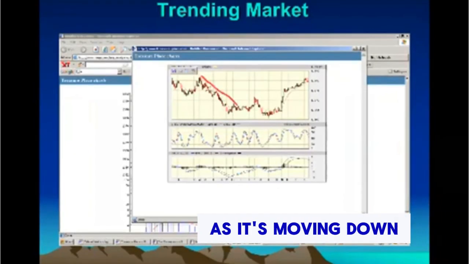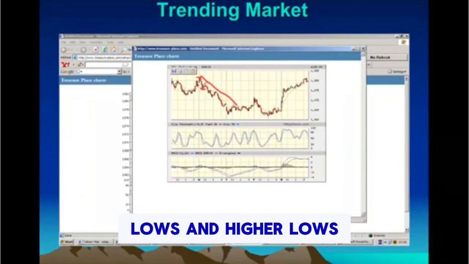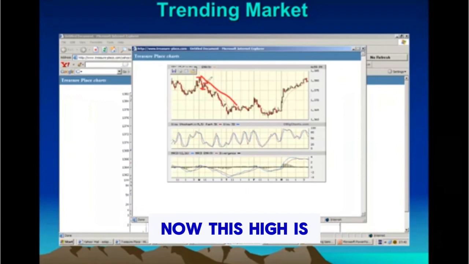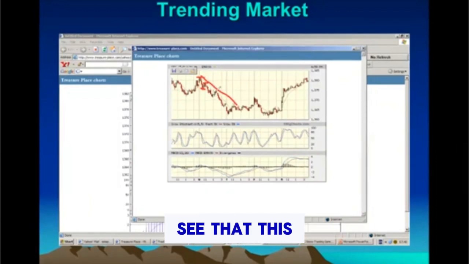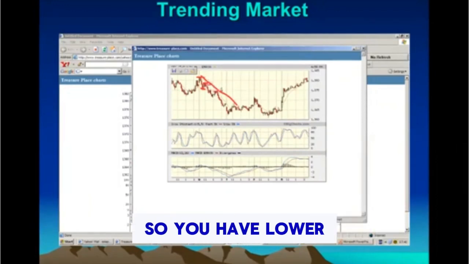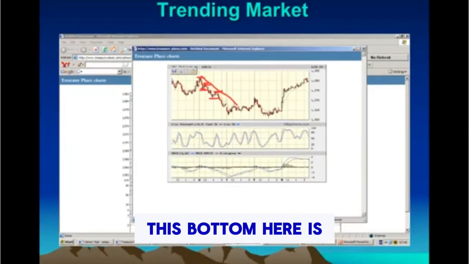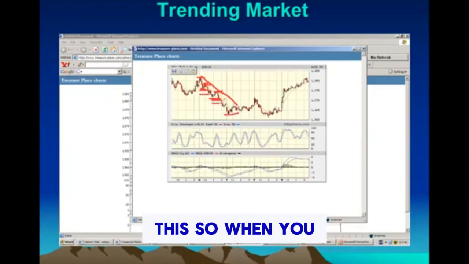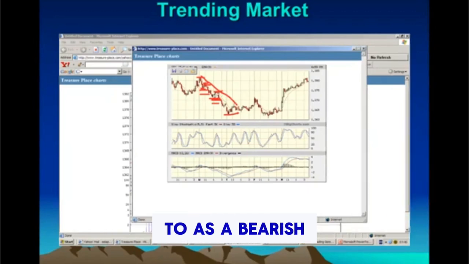As it's moving down, you have lower lows and lower highs. Now, this high is lower than this high. And then the next one, you see that this high is lower than this high. So you have lower highs and lower lows. This bottom here is lower than this, and this is lower than this. So when you have lower lows and lower highs, that means the market is in a downward trending market, what we also refer to as a bearish market.